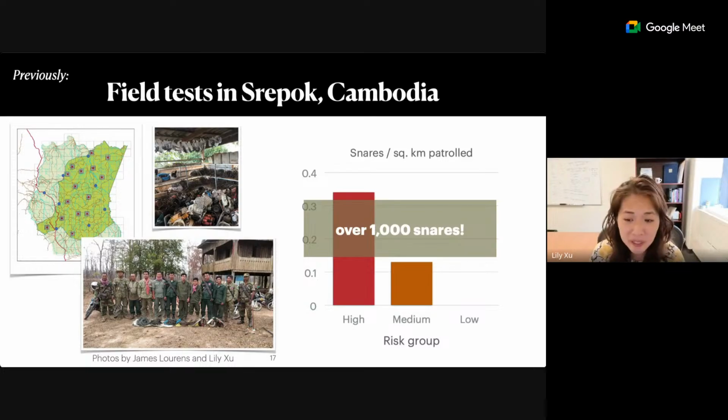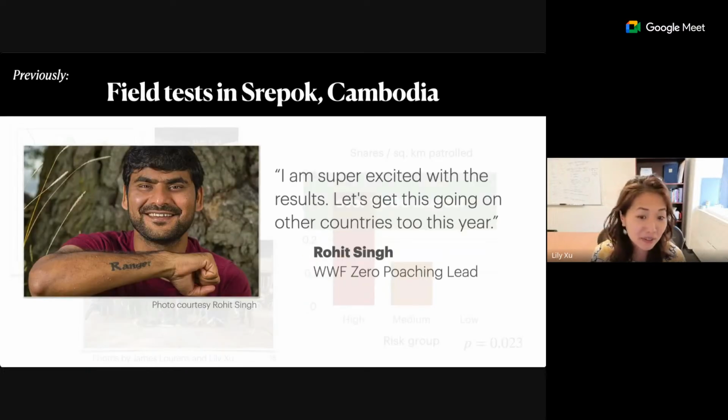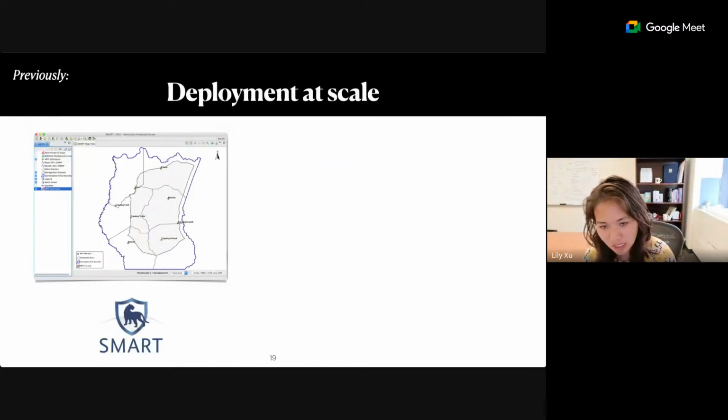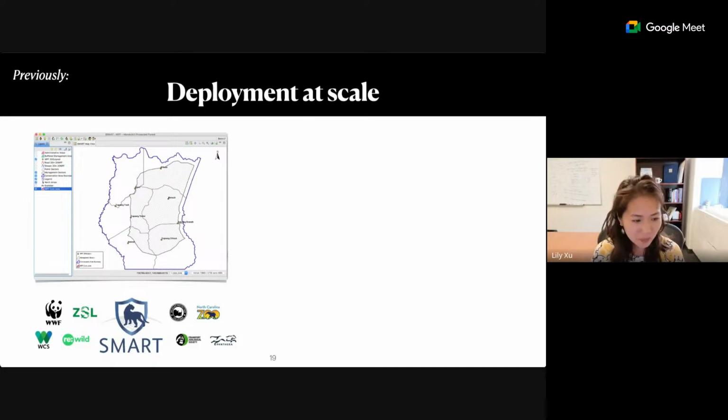So we were really excited about this result, and we were thrilled to get positive feedback from our collaborators at WWF, who said, I'm super excited about the results, and let's scale this out to other countries. So I spent a lot of time working with SMART, which is a consortium of 8 different NGOs, on integrating our predictive models into an existing software system that they use for protected area management.